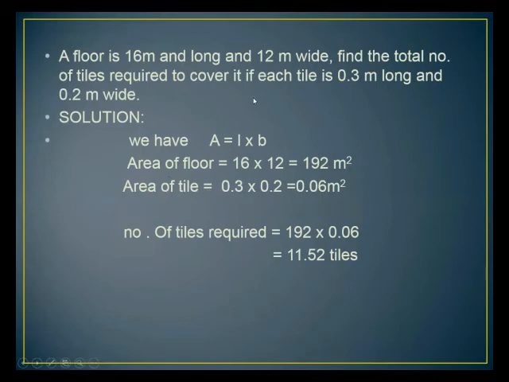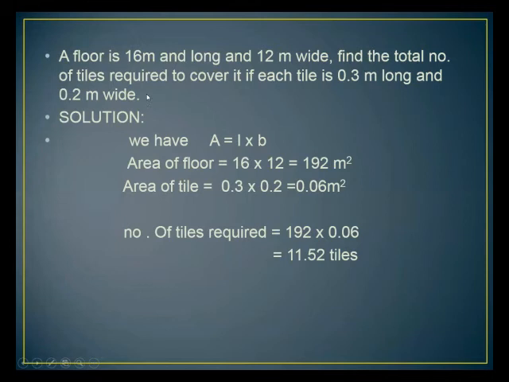Now we know the area of the floor, that is 192 square meter. That is the total area of the floor, the total area where we have to place the tiles. Now, find the total number of tiles required to cover it. Each tile is 0.3 meter long and 0.2 meter wide. So 0.3 meter is the length and 0.2 meter is the breadth or width of each tile, means one tile. It is the length and breadth of one tile.